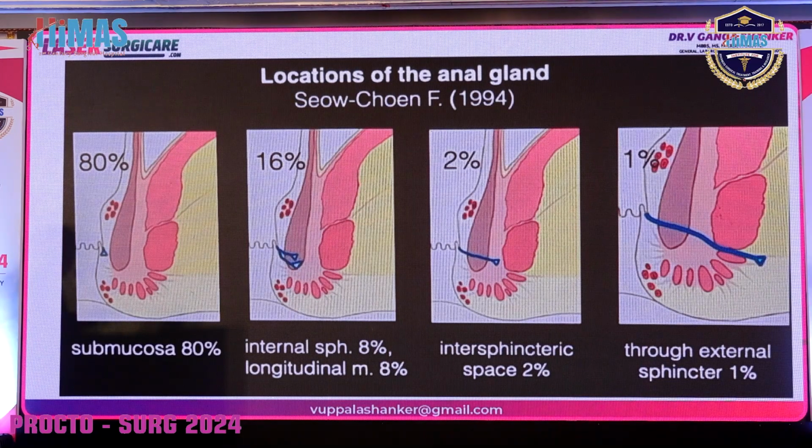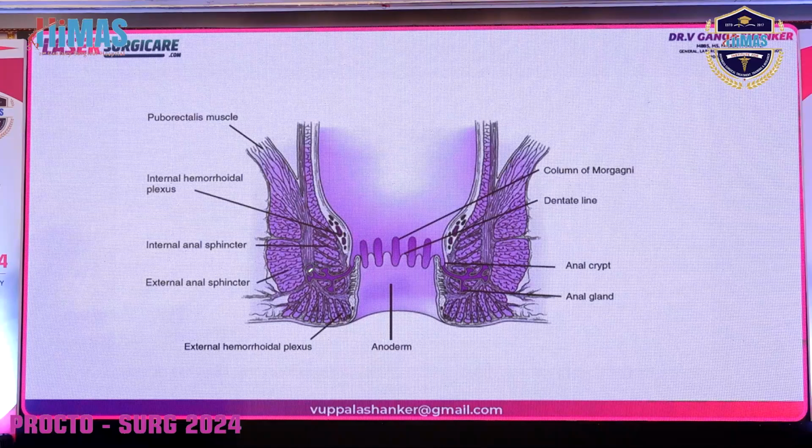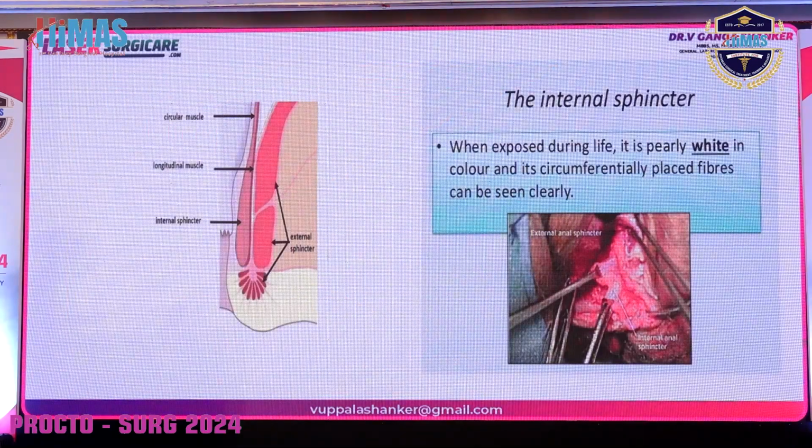Then how does the infection spread to perirectal spaces? See this gland. It is a racemose type of gland. There are multiple branches. These branches aid in the spread of your infection and inflammation.